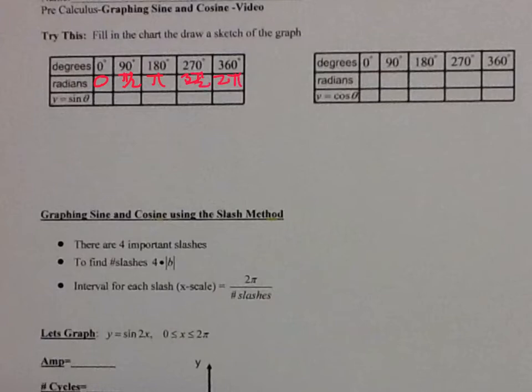All right, now sine of 0 degrees, or 0 radians, is 0, right? So we should know that from the unit circle. Sine of 90 degrees is 1. Sine of 180 degrees is 0. Sine of 270 degrees is -1, and sine of 360 is 0. Okay, so now we're going to graph this.